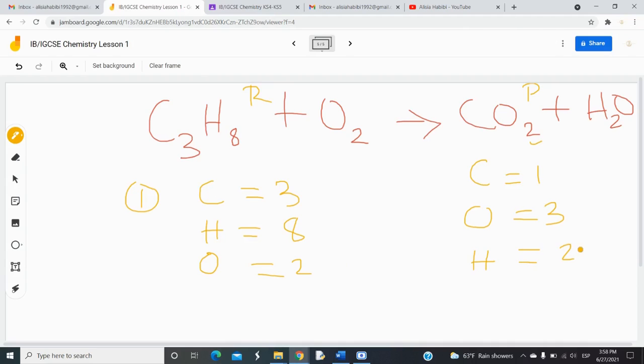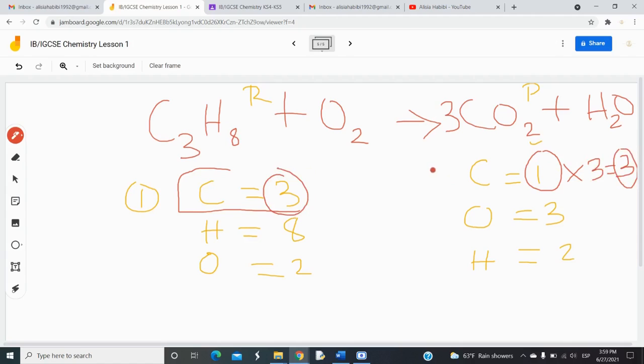So now we'll start with the first one. We start with carbon first, and we see that carbon has 3 atoms on the reactants and only has 1 here. So they're not balanced. What could we do? We could change this 1 to become 3. So we could just add a 3 in front of carbon dioxide, and so that will be multiplied by 3. And so now carbon would have 3 atoms, just as it has on the reactant side. So it's balanced in this situation.